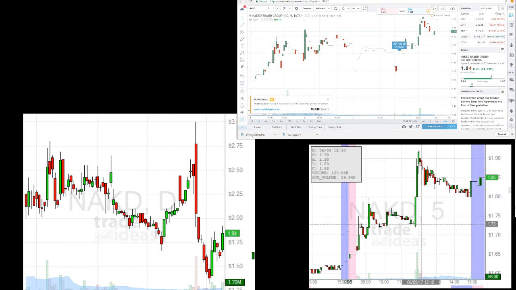Let's see if we can pull up the level 2 and then go through the history. Didn't plan on it. Let's see. No, it doesn't look like it.